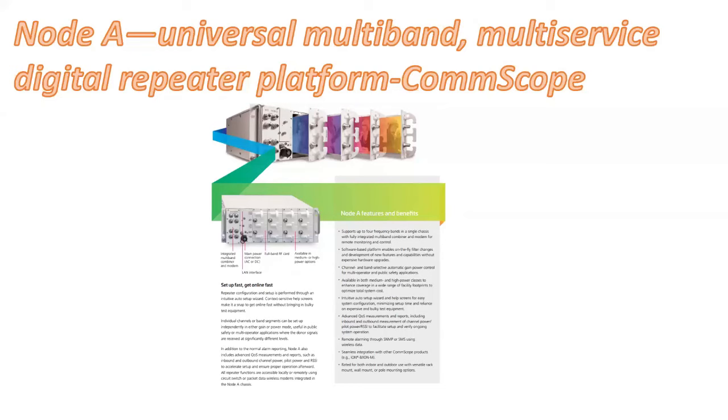So here is one example of node A. So one example of repeater. So this is the example of node A that is coming from Comscope. The picture is taken from internet.